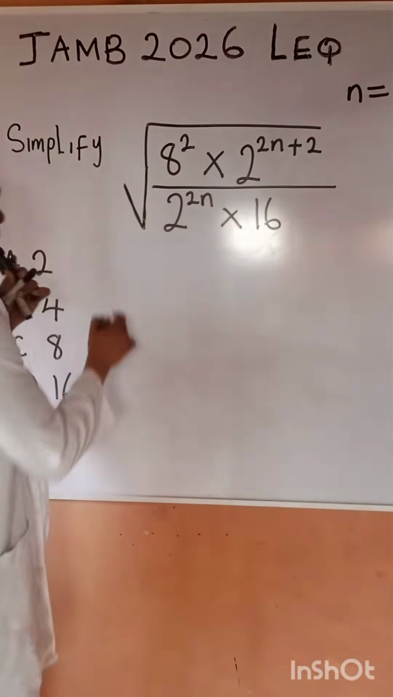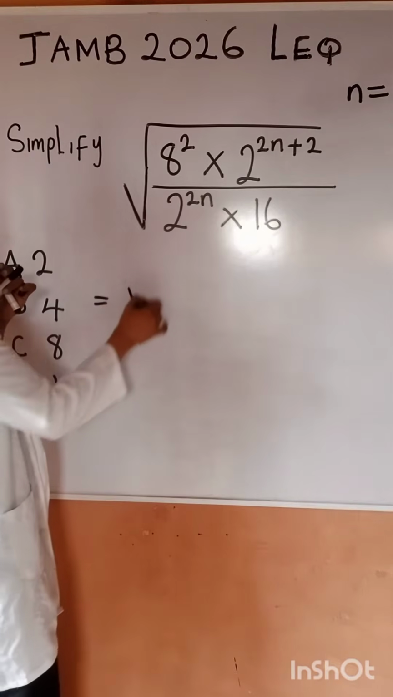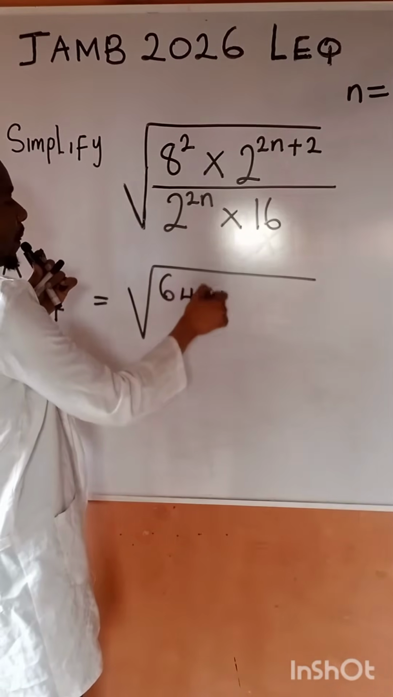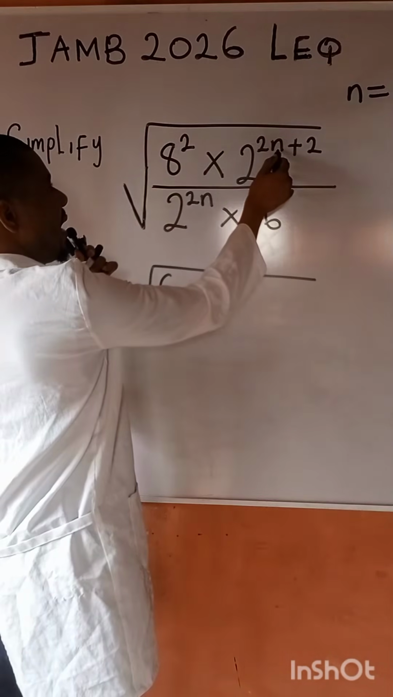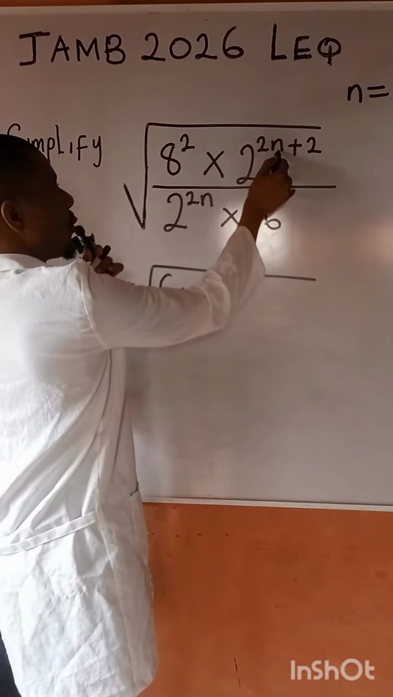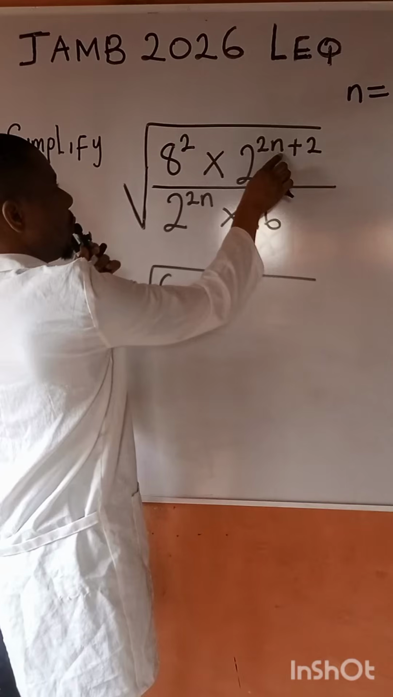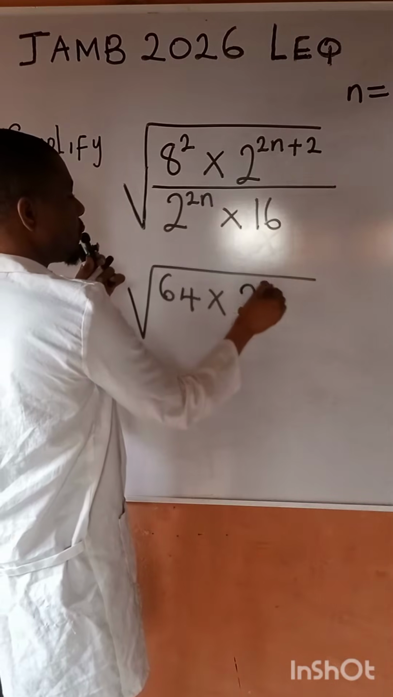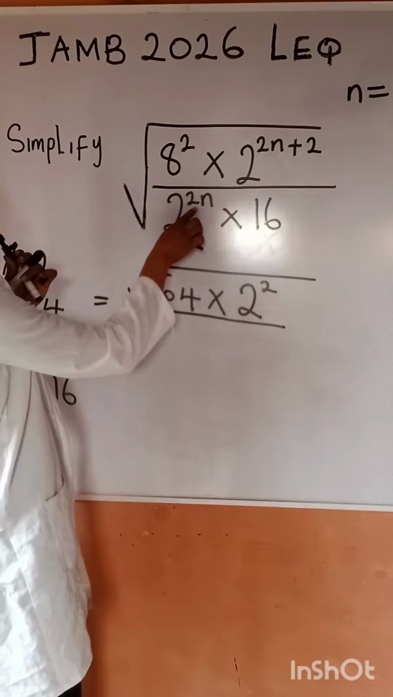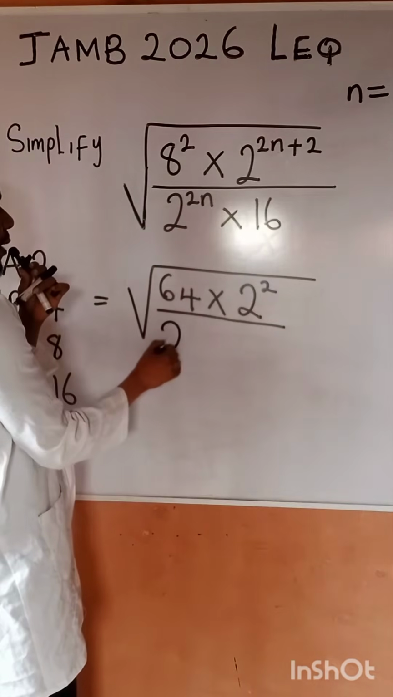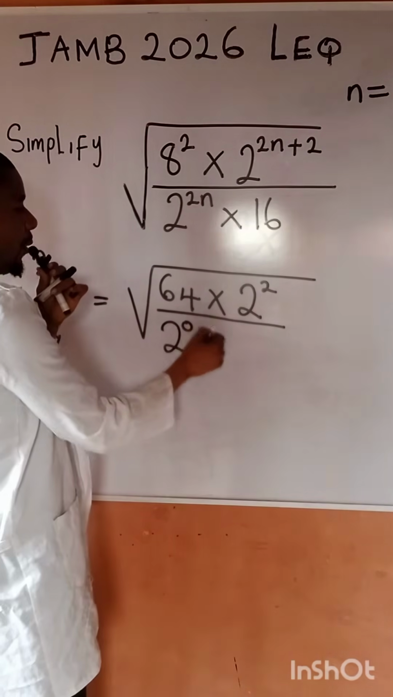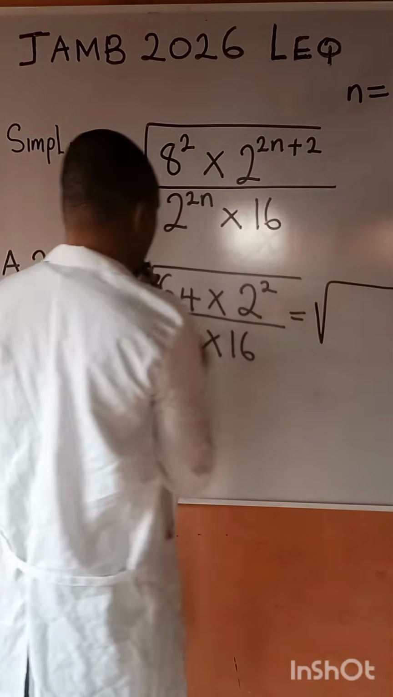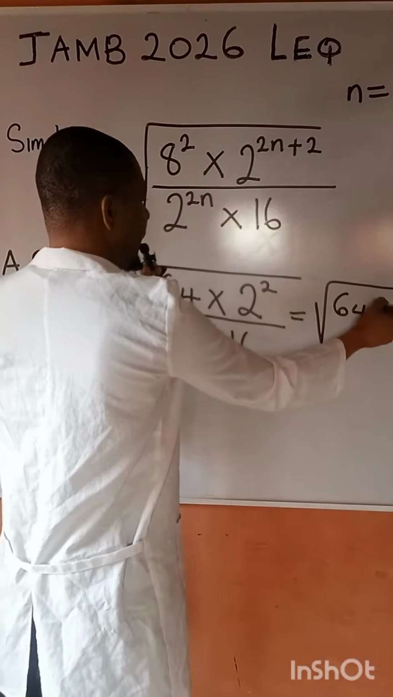So let's go there. This is now equal to the square root of 8 raised to the power of 2, which is 64, multiplied by, there is n here. If I substitute this n to be equal to 0, 2 times 0 will give us 0 plus 2. This is 2 raised to the power of 2, divided by 2 times 0, I'll have it to be 2 raised to the power of 0, multiplied by 16.